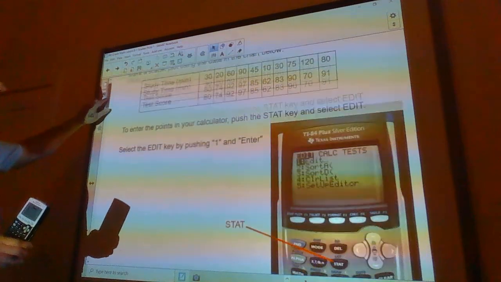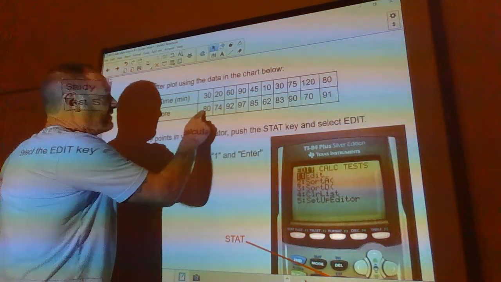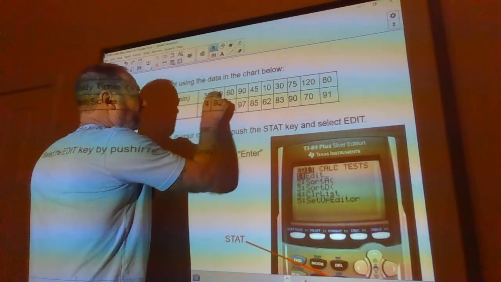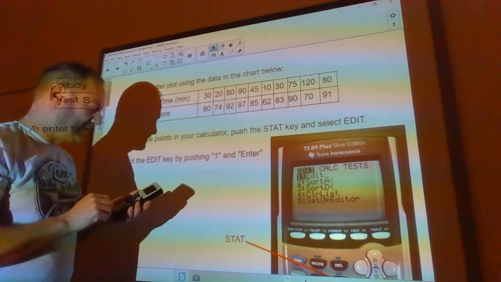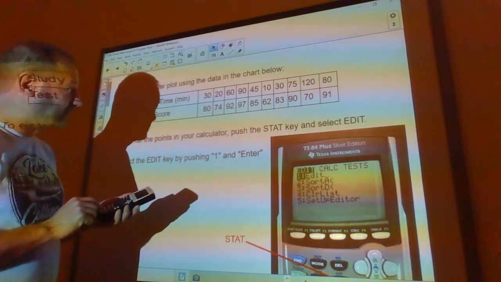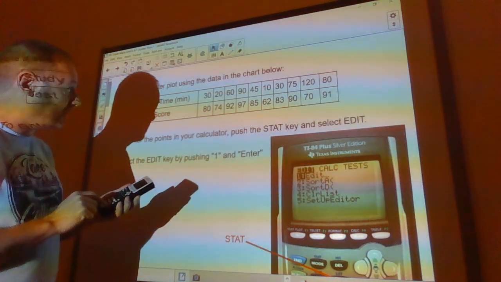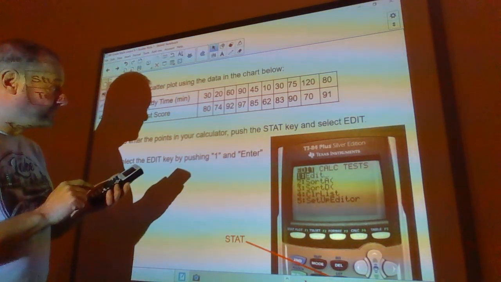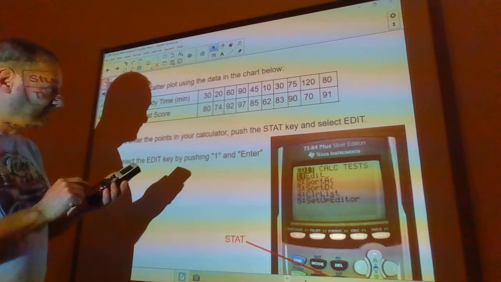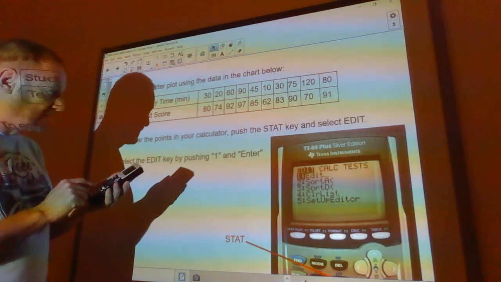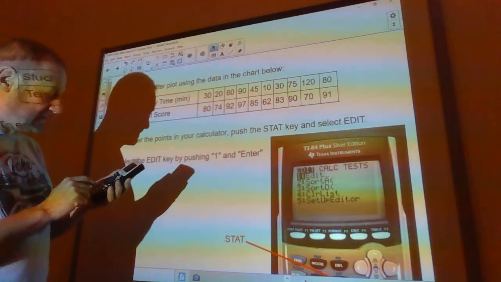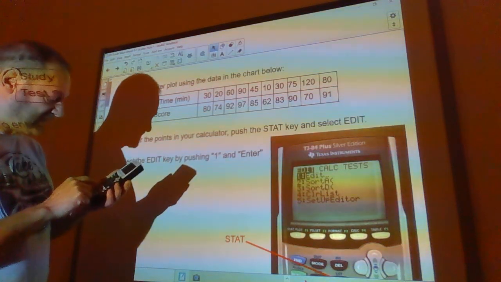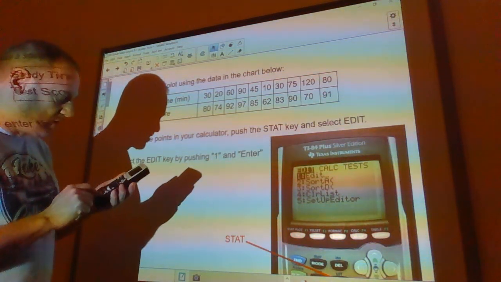And now I'm going to enter my Y's, and I need to enter them in this exact order so that they go together. The 30 goes with the 80. Okay, so 80, enter, 74, 92, 97, 85, 62, 83, 90, 70, and 91.